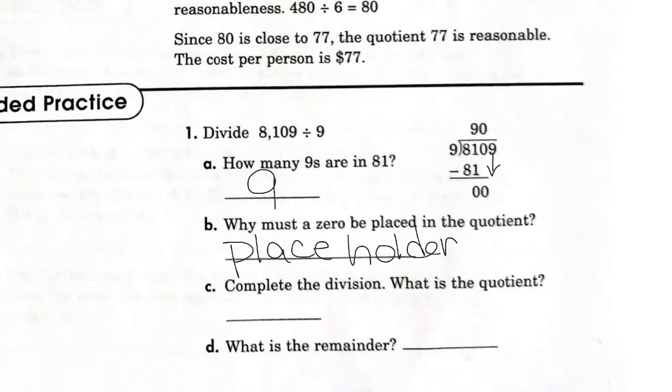I'm going to bring down the 9. Now this is just 9 divided by 9, which I know is 1. I'm going to subtract 9 and I get a 0. So what is my quotient? It is 901. My remainder is a 0. So make sure you get this filled in before you go on. Pause the video, get this copied down before going on to the next page.